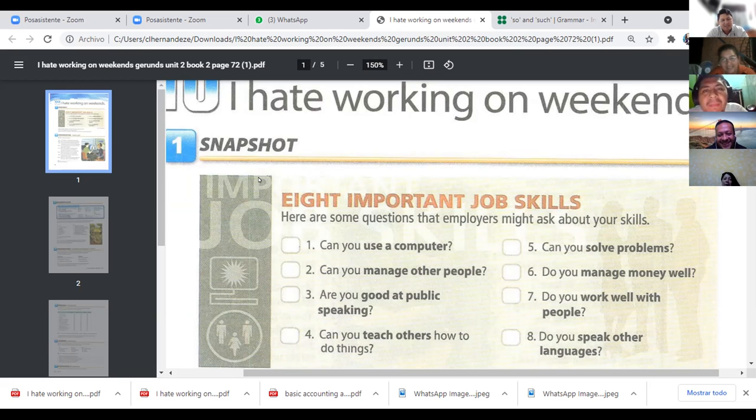In my case, number 4, 5, and 7. Number 5 is solve problems. Which one you said? Number 4. Okay, teach others. Okay, good. And number 7, work well with people. All right, so you need to work well with people, solve problems, and teach others.